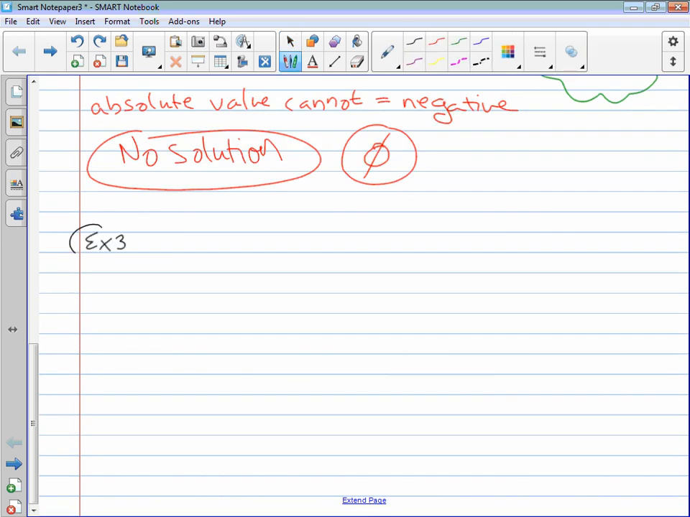Now I want to do some practice problems. All right, let's do the absolute value of half of x minus 3 equals negative 2x plus 10. There's only one solution. This should work. Why? All right.